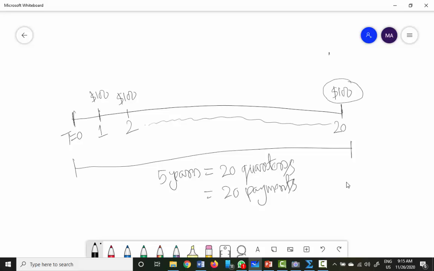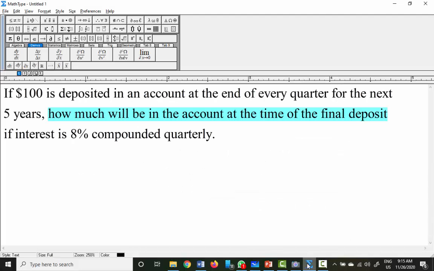So how much will be in the account at the time of final deposit? That means we want to know how much will be in the account at this period, right? So we need to find out the future value, and as you already know this is an annuity because we have multiple payments of $100 each. So we need to find the future value of this annuity. What is the future value of annuity formula? We already know it.